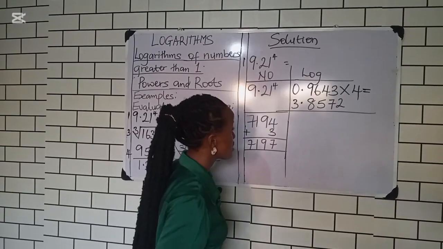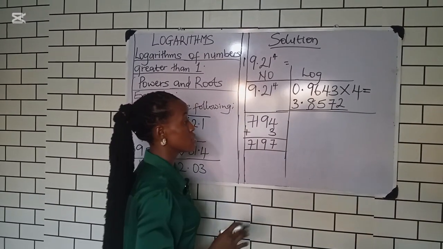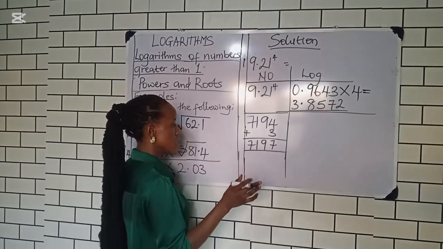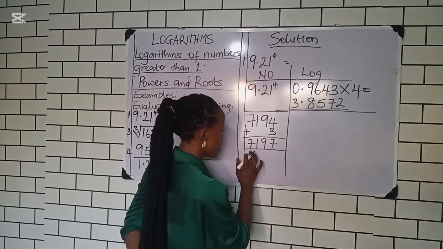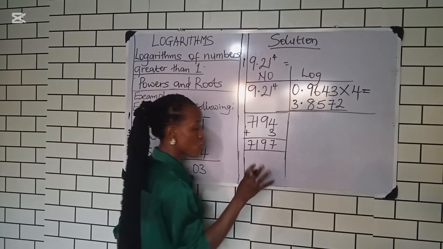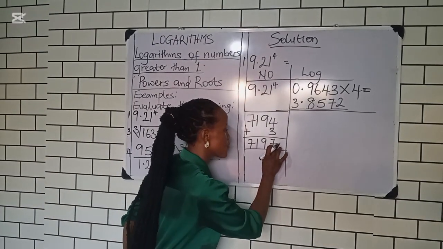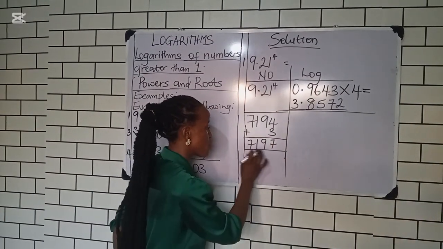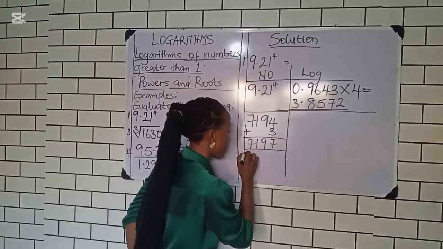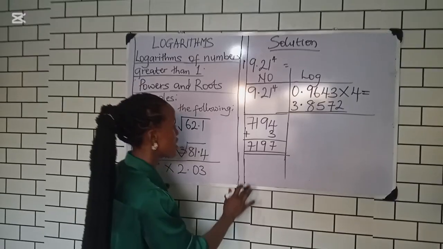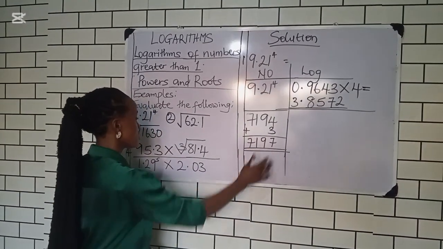Now, remember what I told you about the characteristic part of the logarithm. It determines the position of the decimal point in your anti-logarithm. Here we have 4 digits, therefore we are not going to put the decimal point; if you can, you put it after the last digit, so that if you write this number in standard form, the power of 10 is going to be 3. Therefore, our final answer for question number 1 is 7197.